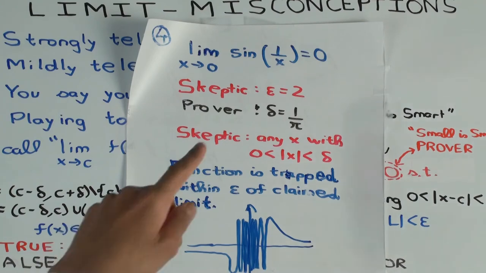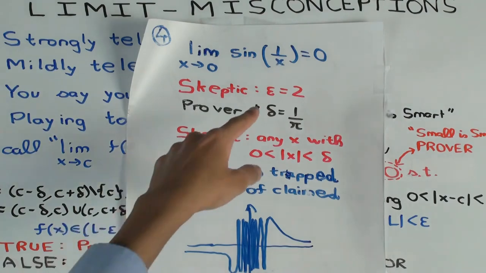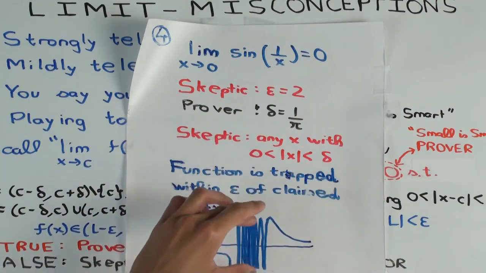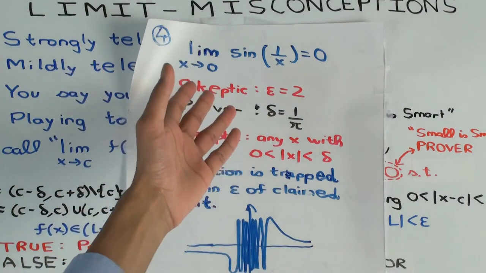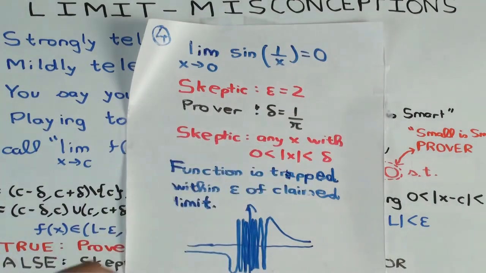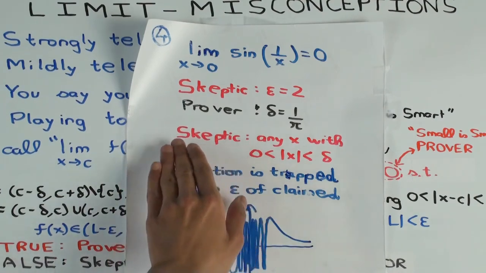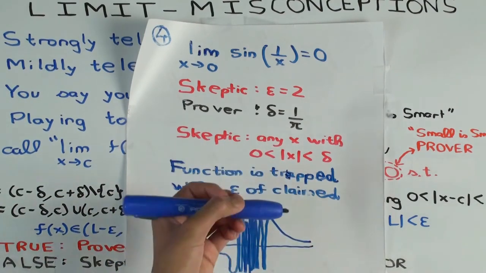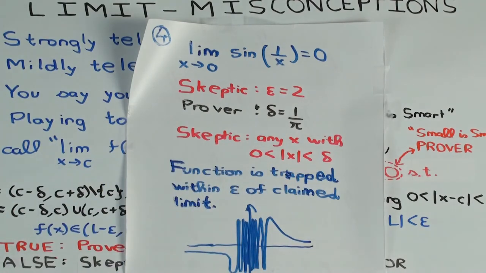Is that true? Yes, because sine 1 over x is always between minus 1 and 1, right? And therefore, since the skeptic picks an epsilon of 2, the function value is completely trapped in the interval from minus 1 to 1. So therefore, it's in particular trapped within distance of 2 of the claim limit 0, right? So this is regardless of what the skeptic does. So it's not just saying that the prover won the game one time. It's saying whatever x the skeptic picks, the prover can still win the game. Regardless of the x the skeptic picks, the prover has chosen a delta such that the function is completely trapped. So it's not an issue of whether the skeptic picked a stupid x.